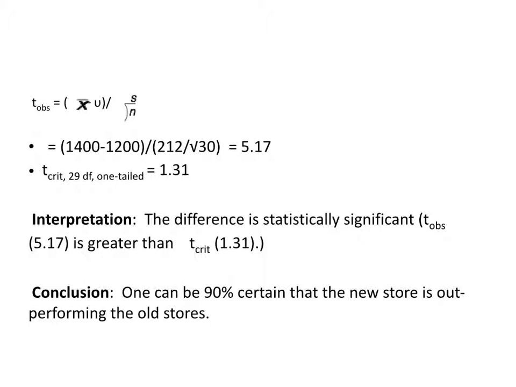And notice this is a one-tailed test. We're framing the hypothesis as the average sales of the new store being greater than the average sales in the other stores. And so we're ignoring the error component on the low side. So our interpretation is that the difference is statistically significant. The t observed, 5.17, is greater than the t critical of 1.31. And our conclusion is that we can be 90% certain that the new store is outperforming the old stores.